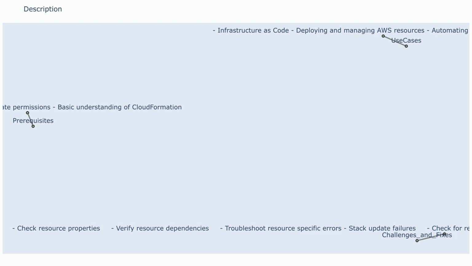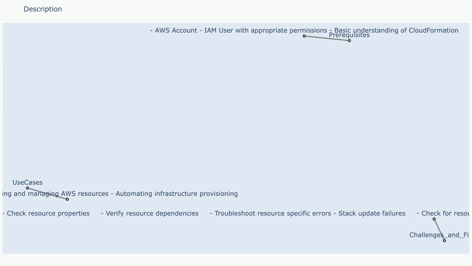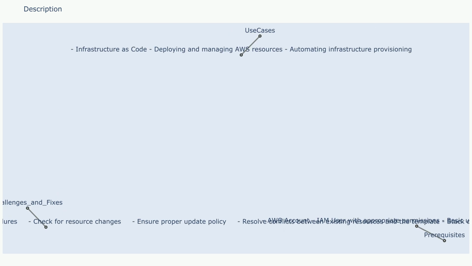AWS CloudFormation templates are text files that define the infrastructure resources you want to create in your AWS environment. These templates use a declarative language, either JSON or YAML, to specify the resources, their properties, and how they should be interconnected.